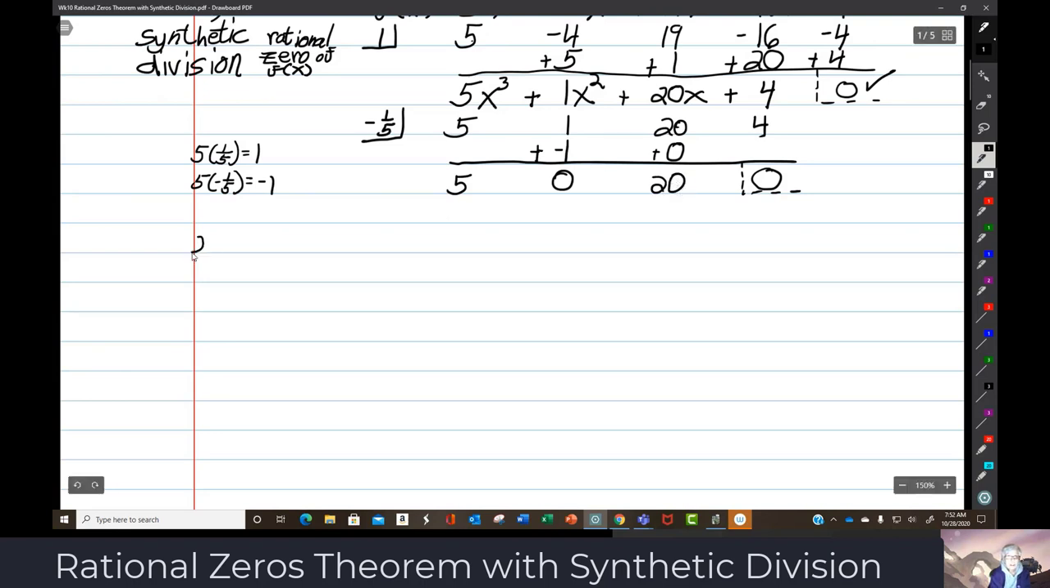Now 20 times negative 1/5. Let's show you all the steps to this. Equals 20 over 1 times negative 1/5. 20 times negative 1 is negative 20. 1 times 5 is 5. Negative 20 divided by 5 is negative 4.